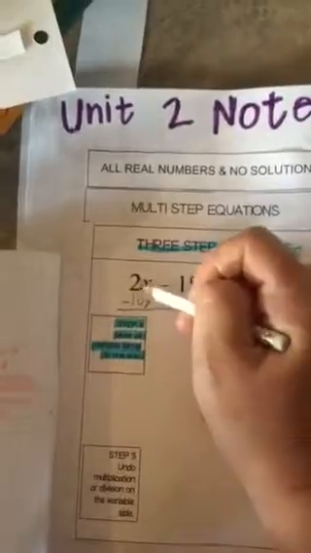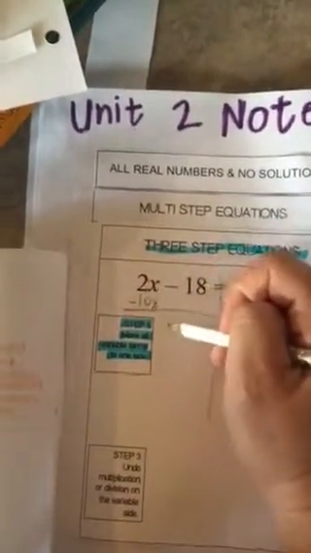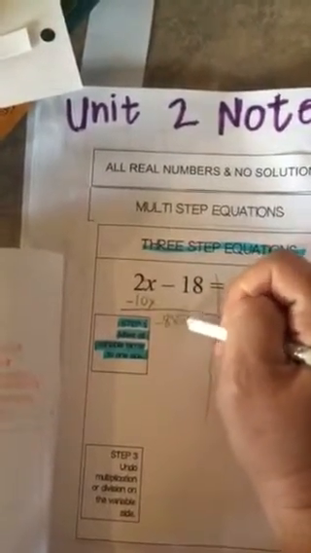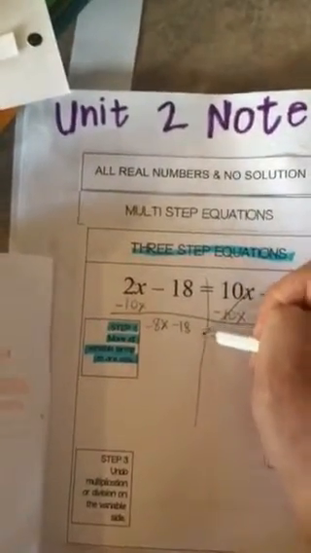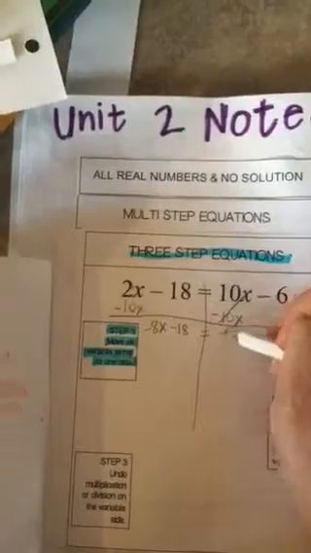So that cancels out. 2x minus 10x is negative 8x. And then I still have that negative 18. Bring down my equal sign, and over here I just have negative 6.